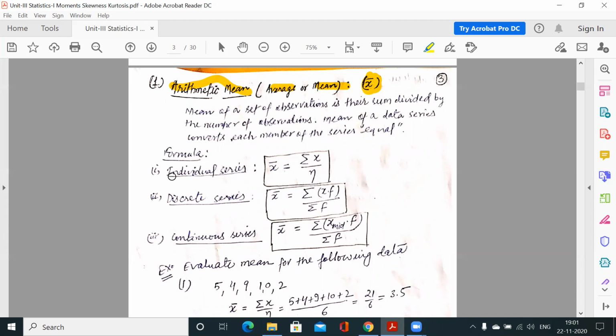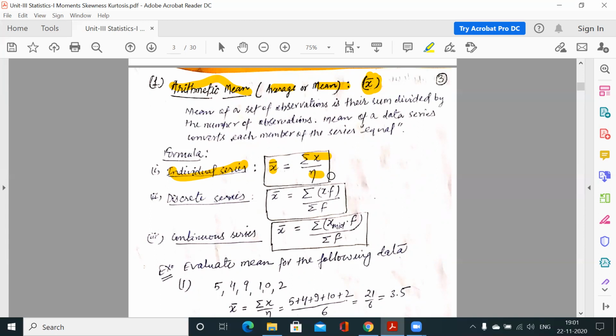So what is the formula? It depends on which form of data is given to us; according to that we apply the formula. For individual series, we have x values only. So what is x bar? x bar is summation x by n. Summation x is the sum of all values in the data, and n is the total number of observation points. How many points are there in the data?